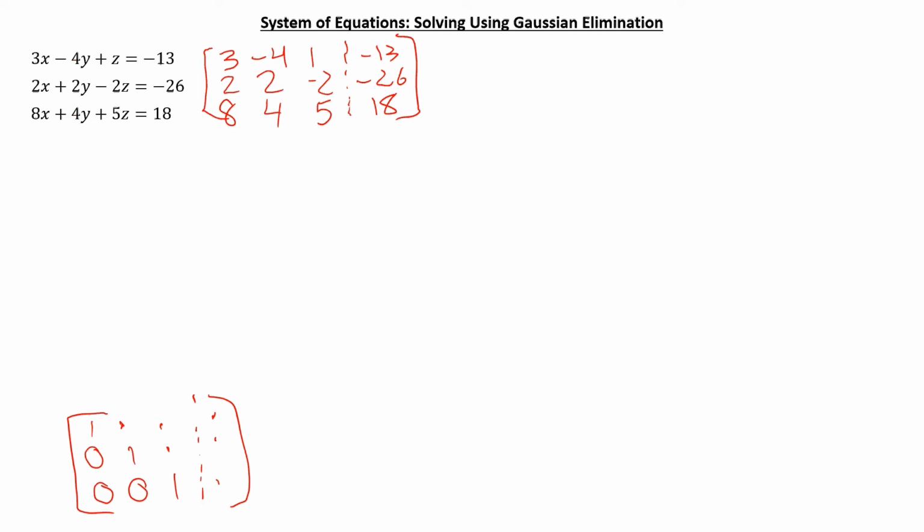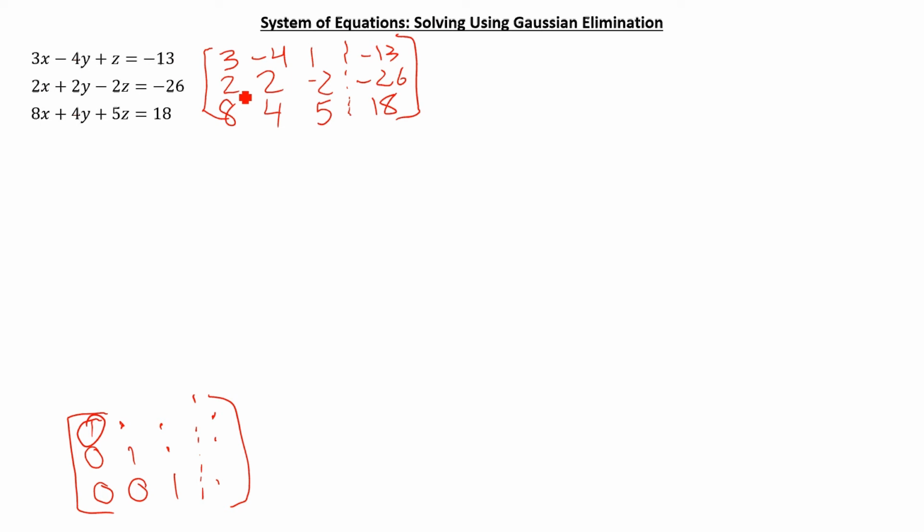So the first thing we need to do is create this 1. Now, if we look at the first row, we have a 3. In your head, you could go, okay, I can make that a 1 by dividing by 3 or multiplying by 1/3 to be fancy. But if we try to divide everything by 3, we have 3 divided by 3 is 1, then -4/3, 1/3, -13/3. Those are all going to be fractions. We sometimes run into fractions when you use Gaussian elimination, but you want to try to avoid fractions as much as possible.